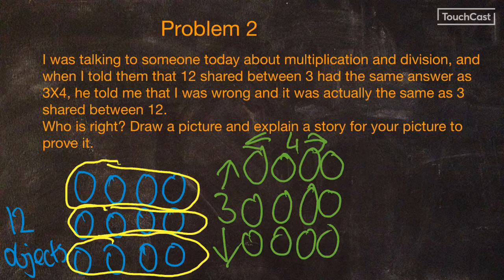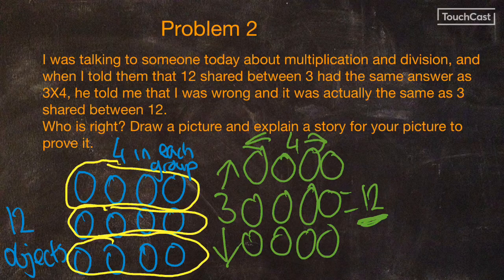because 3 lots of 4 equal 12 altogether. So over here we've got 4 in each group, whereas over here we've got an answer of 12 altogether.